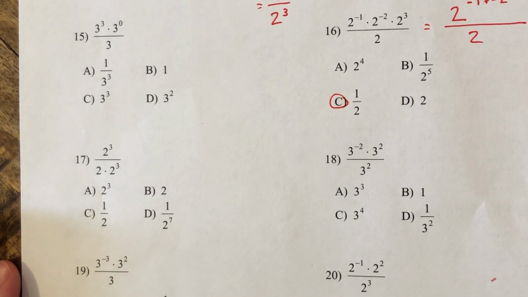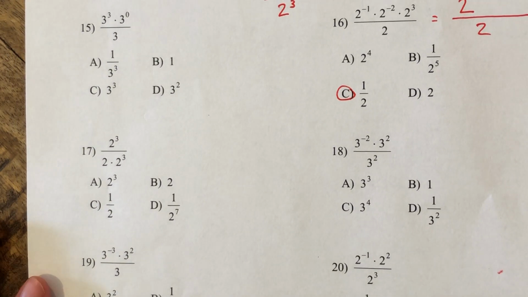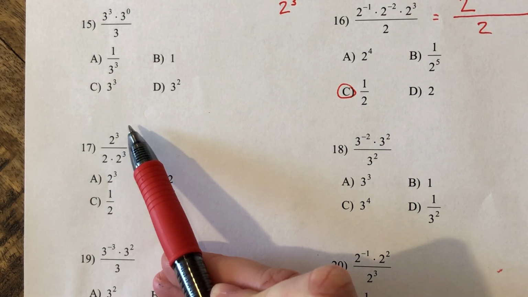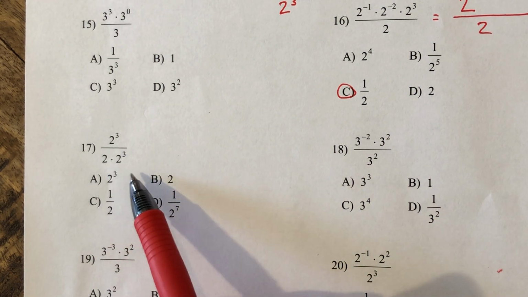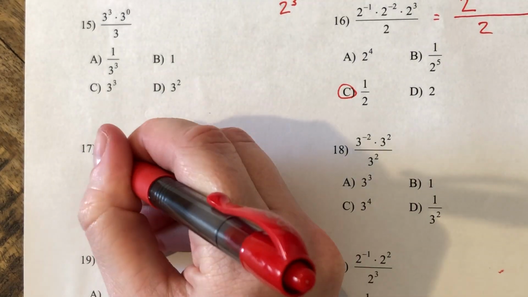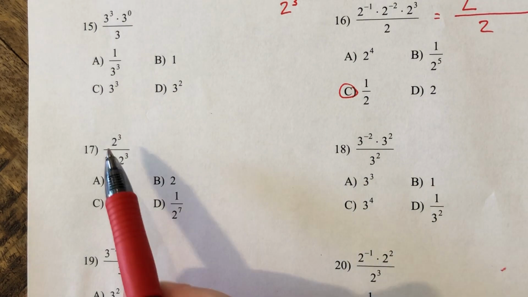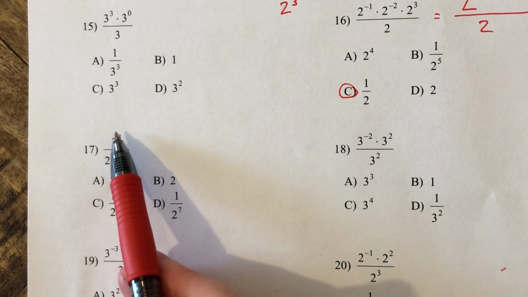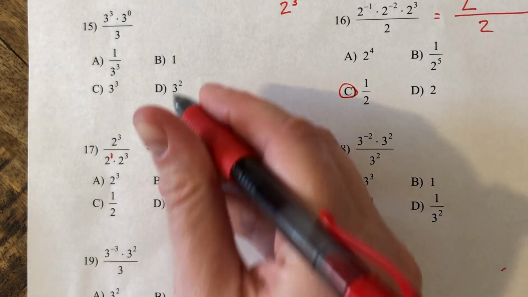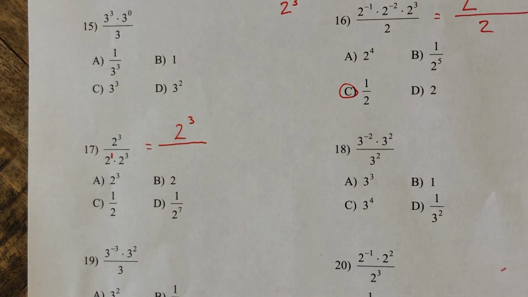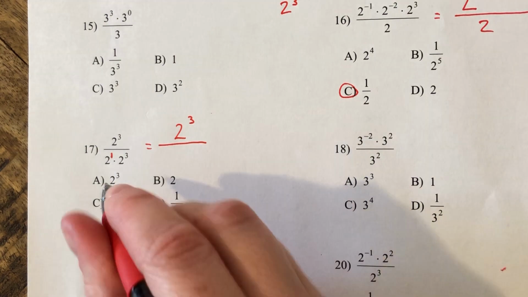If we jump to number 17, we can see that we don't always start with the numerator. Sometimes most of the math is in the denominator. We have 2 cubed over 2 times 2 cubed. Remember, there's a little hidden 1 as the exponent here. Now in this one, I don't have anything right now that I can do in the numerator. So I'm just going to rewrite it, 2 cubed. But I do have math to do in the denominator.